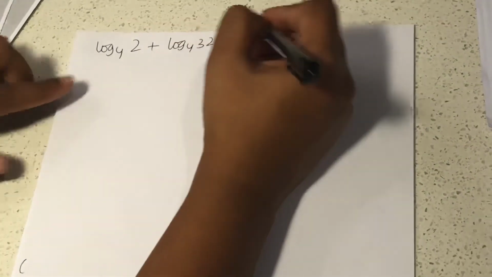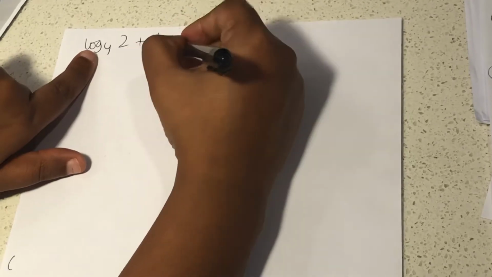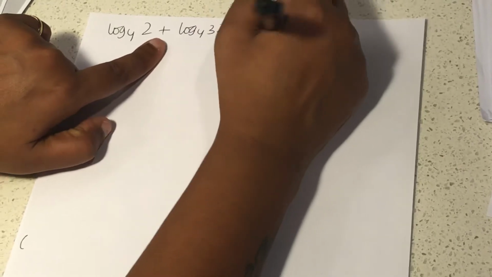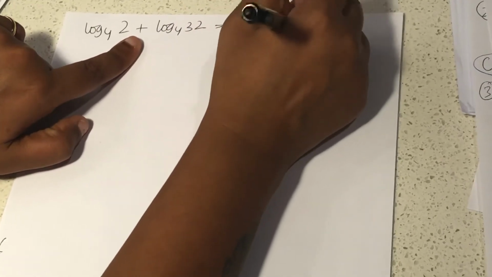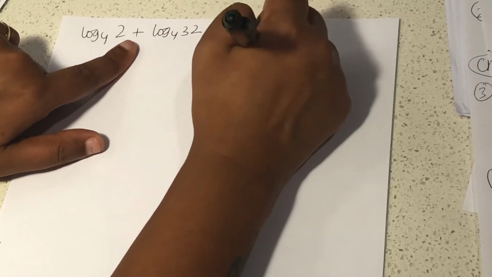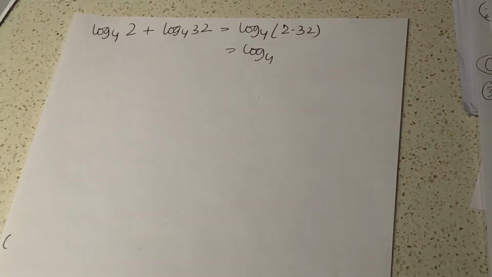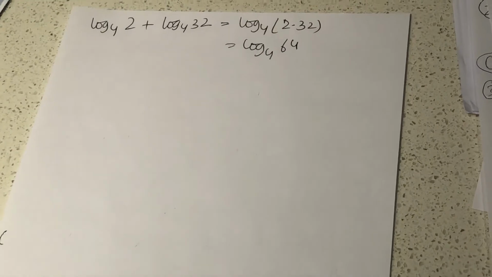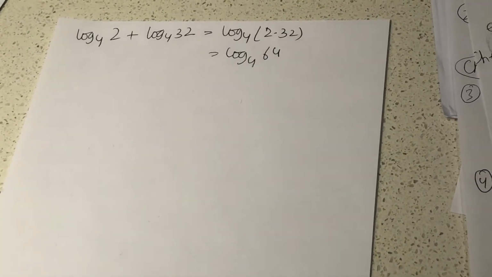How do you do it? One log. Both bases are the same. See, you can only combine if the bases are the same. Here it's 4, here it's 4. Yes, addition changes into multiplication, which is equal to log 4 of what is 2 times 32? It is 64. Is your answer done? You're still not done.